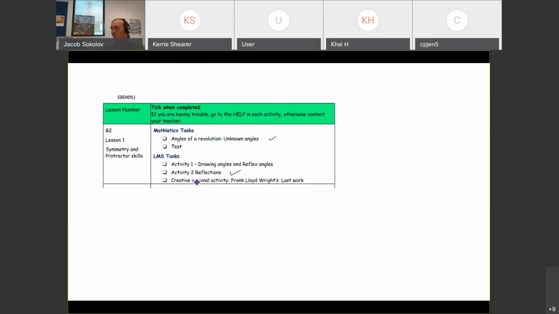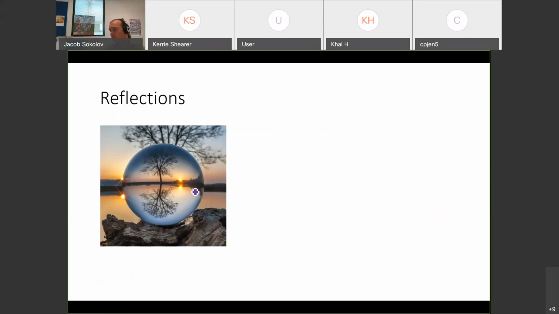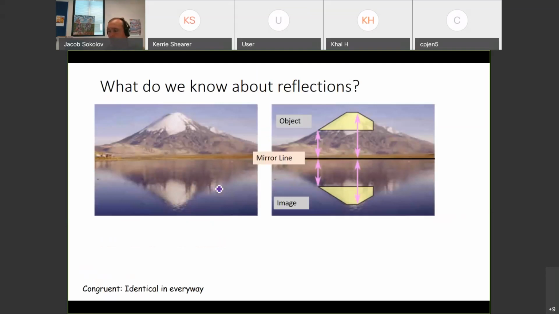Okay? So with the reflection work, reflections are really important in maths. And you've probably all done this in primary school. So in the chat, let me know if you've done reflections in primary school. Just put a Y. Awesome. What do we know about reflections?